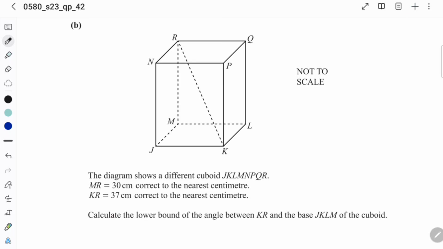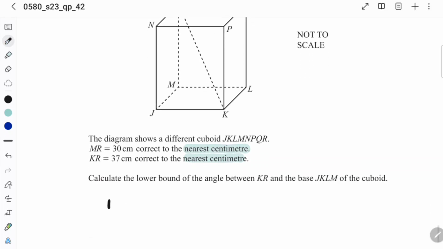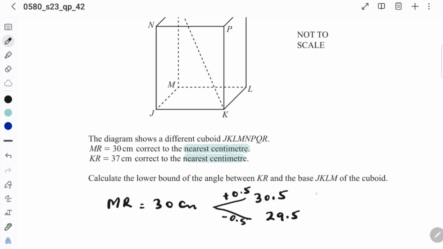All right, so as we know, with the help of this statement, nearest centimeter, the question is of the upper and lower bound. So whenever we look at MR is equal to 30 centimeters, its lower and upper bound, because it's nearest centimeter, we add and subtract 1 upon 2 to get the upper and lower bound. So upper bound will be 30.5 and lower bound will be 29.5. We add 0.5 and we subtract 0.5.